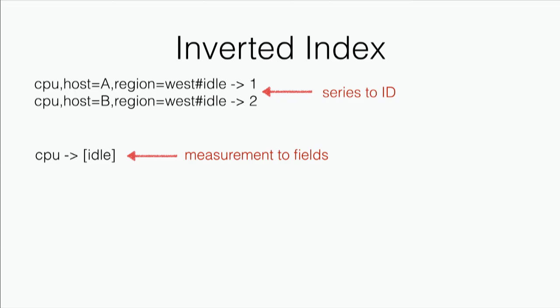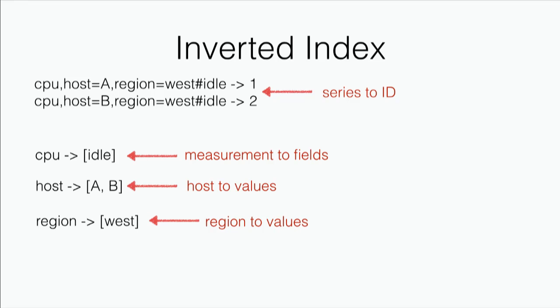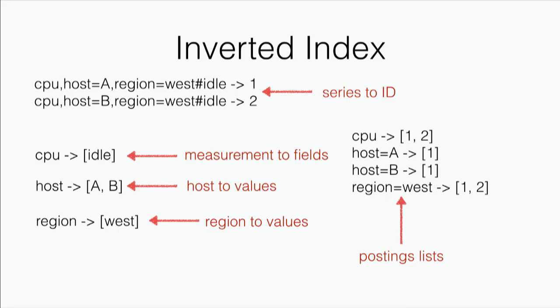It's an in-memory index. So I guess I called the database like 2 engines in one. One is the time series database, and the other is the inverted index. The inverted index on Influx right now is just in memory. So we keep a map of measurement names to what fields they have. We keep a map of tag keys to what values they have.